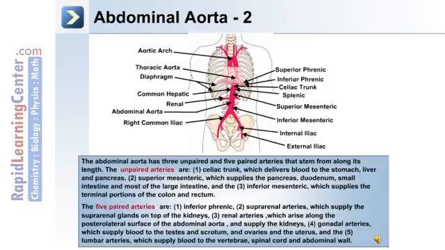There are 5 pairs of arteries: the inferior phrenic, the suprarenal arteries, which supply the suprarenal glands on top of the kidneys, the renal arteries, which arise along the posterolateral surface of the abdominal aorta and supply the kidneys, the gonadal arteries, which supply blood to the testes and scrotum in males and the ovaries and the uterus in females, and the lumbar arteries. The lumbar arteries supply blood to the vertebrae, spinal cord, and the abdominal wall.